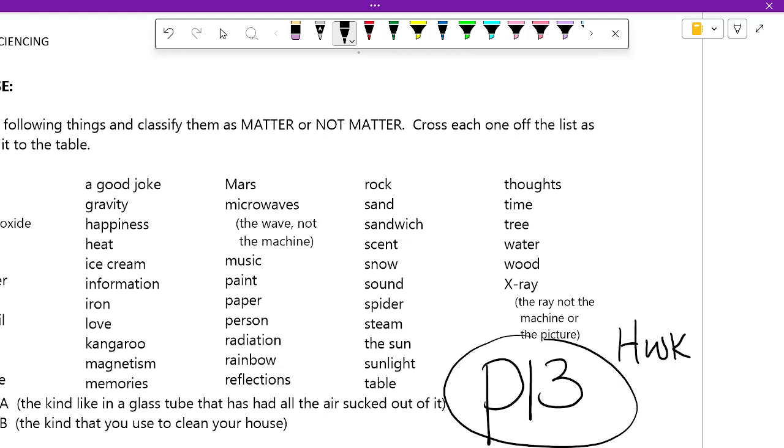No, cloud is not a gas. Gases are matter. Anytime you have a gas, gases are matter because they take up space. And they do have mass, even though it's really hard to measure. Is a flame matter? No. It's like energy.